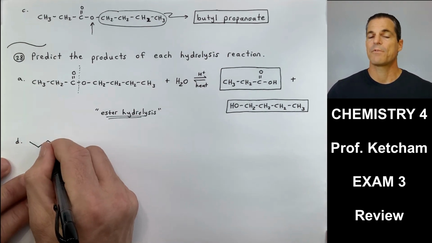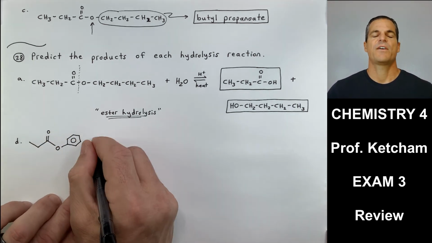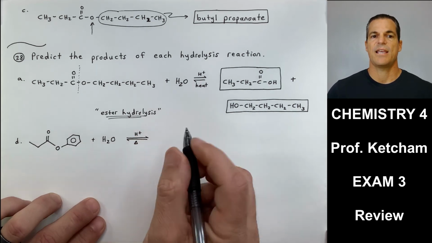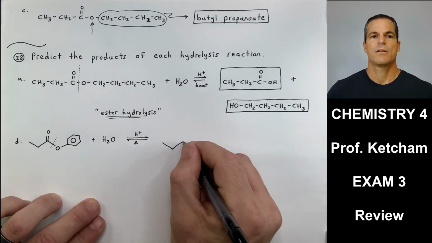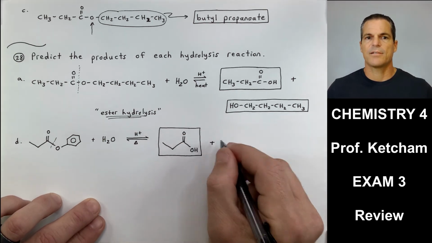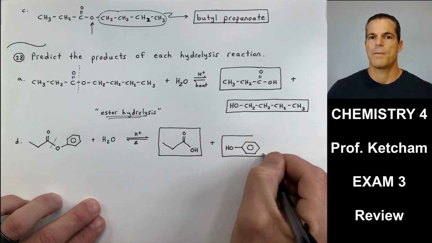28D, this is from chapter 14. I've got this crazy looking ester, but if I see plus water in the presence of acid, H plus, and heat, the triangle means heat, I just have to draw a little cleavage dashed line, split this ester up into a carboxylic acid and the proper alcohol.